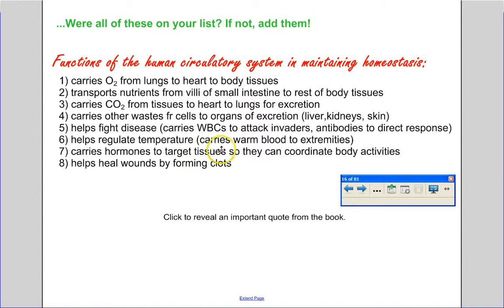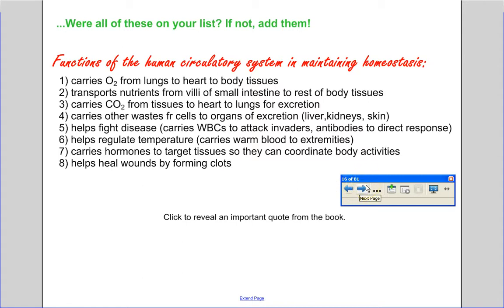It carries hormones to target tissues. It carries them from where they're made to the target tissues so they can coordinate body activities. It also helps to heal wounds. It's got clotting factors floating around in it so that at any time if you have a cut or something, it can form a clot right away to plug that spot that's been injured and help you to heal.